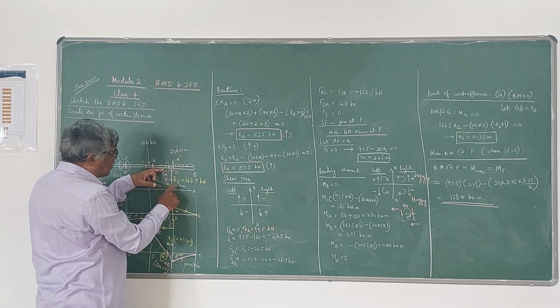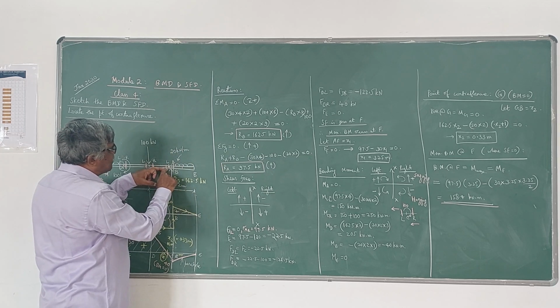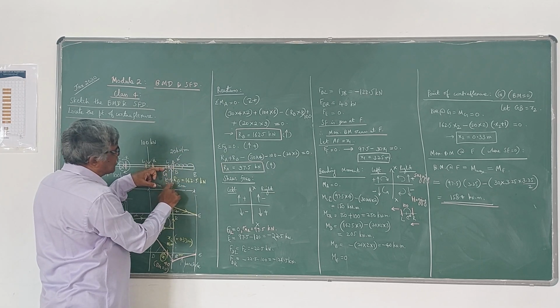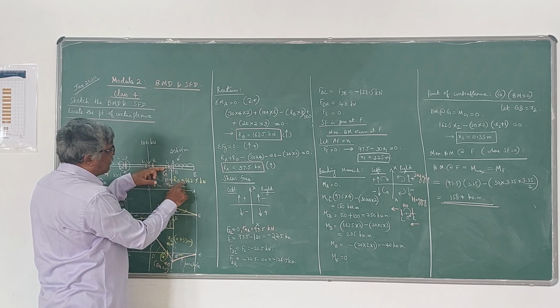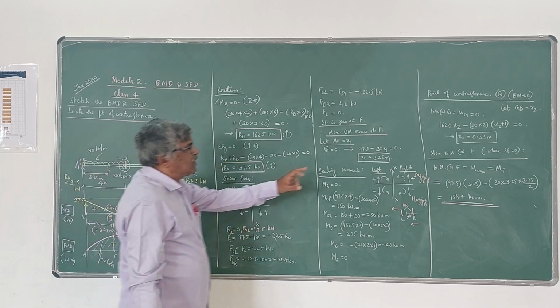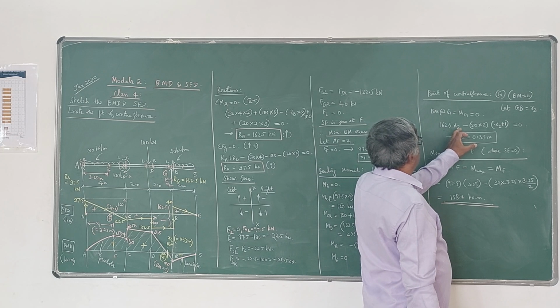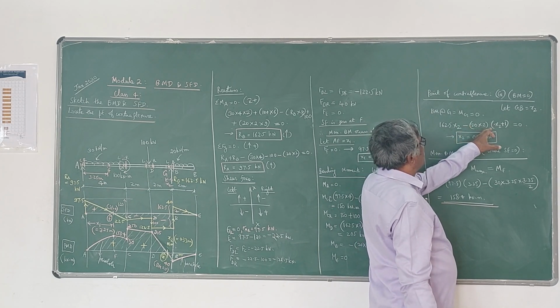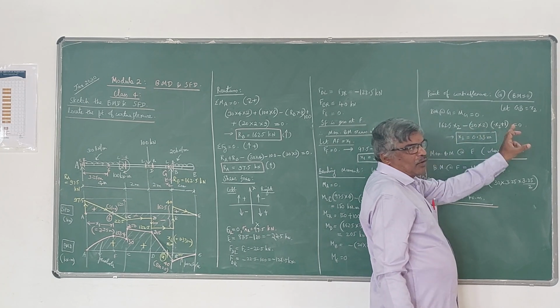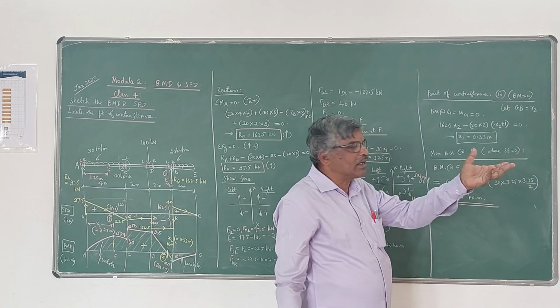Minus 20 into 2 is the total load, and distance from G to that midpoint is x2 plus 1, x2 plus half of 2 is 1. So that is the expression I have written here: 162.5 x2 minus 20 into 2 into (x2 plus 1). This should be 0 because bending moment is 0 at point G.